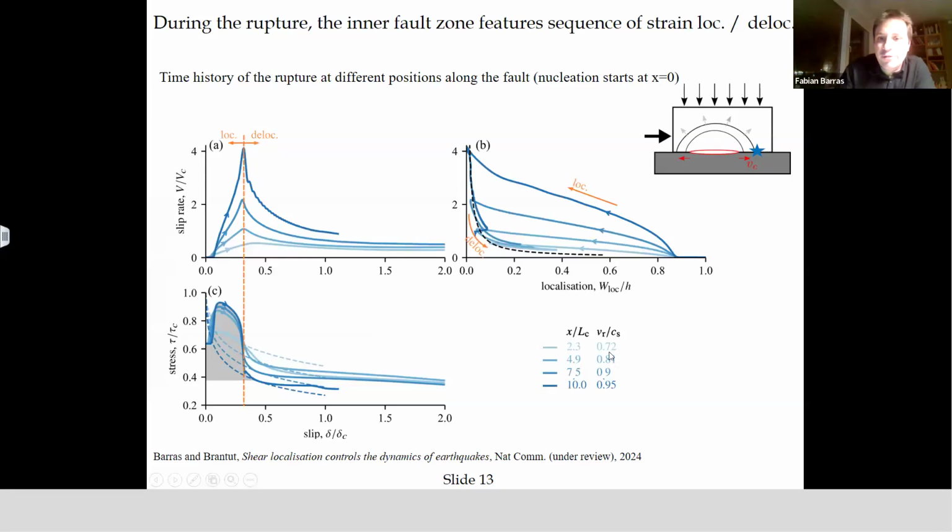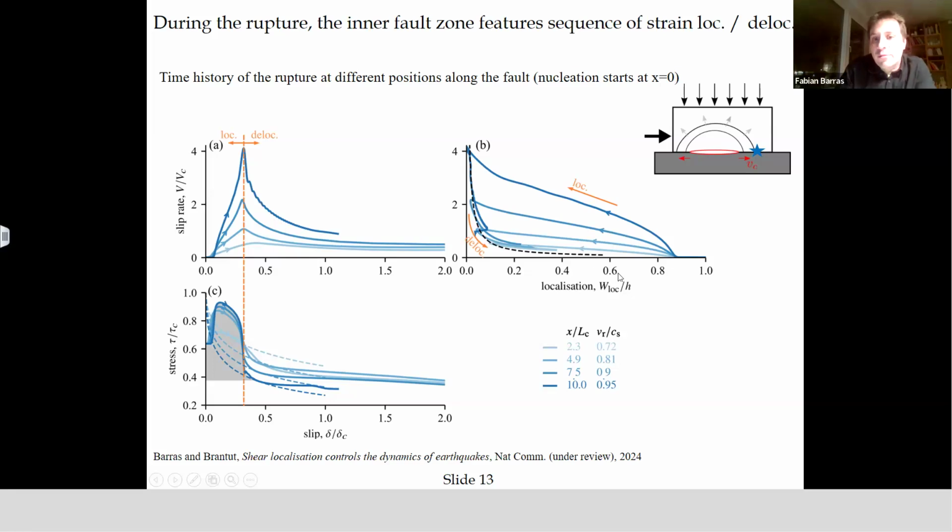So I can look at different positions along the fault. The nucleation here is at x equals 0. So then I have different points, or different positions, along the gouge. And what I see basically, if I start from this plot, is that I have the slip rate that rapidly increases, reaches a peak, and then following this peak decays.